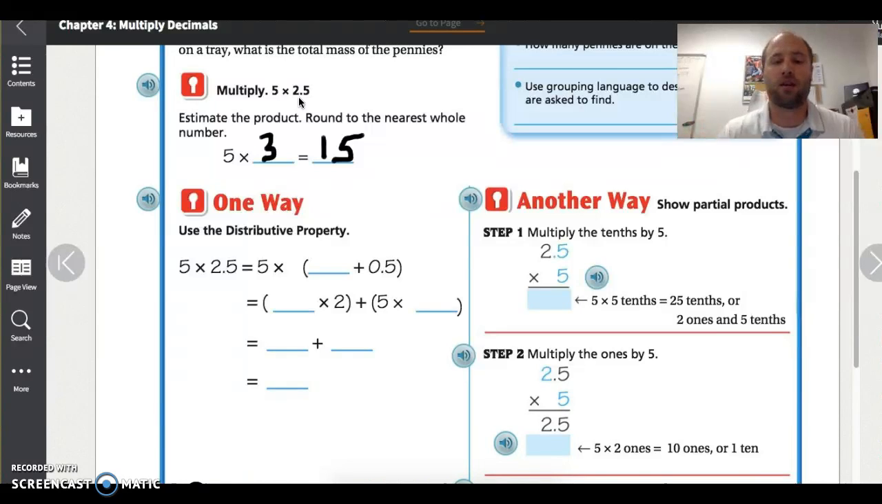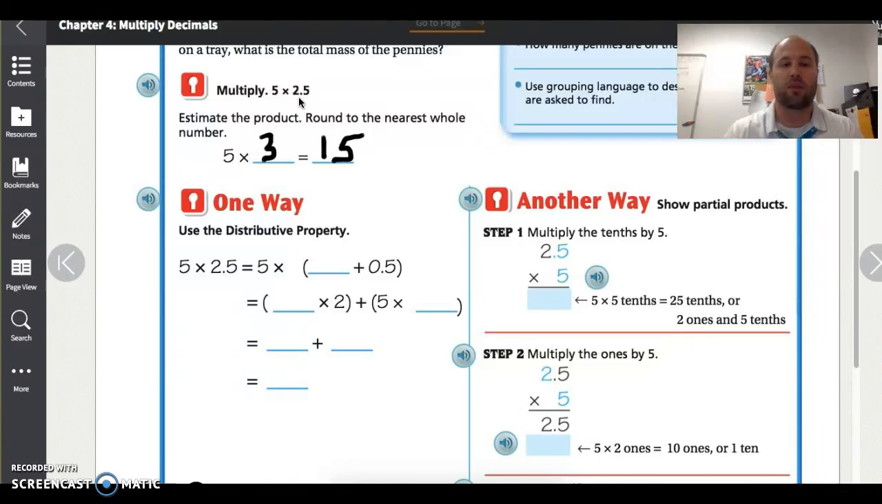So one way to solve this problem is by using the distributive property. We learned this back in chapter 1. We learned about the distributive property and the associative property and the commutative property, okay? Today we're going to use the distributive property. The distributive property means we break up our number that's kind of ugly, and then we multiply each of those numbers by the other multiplying number.